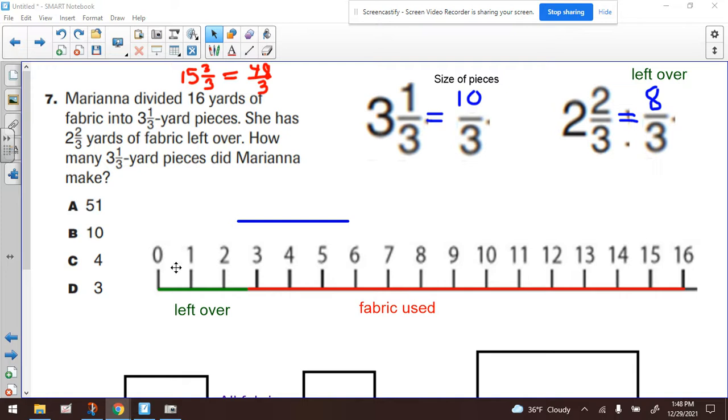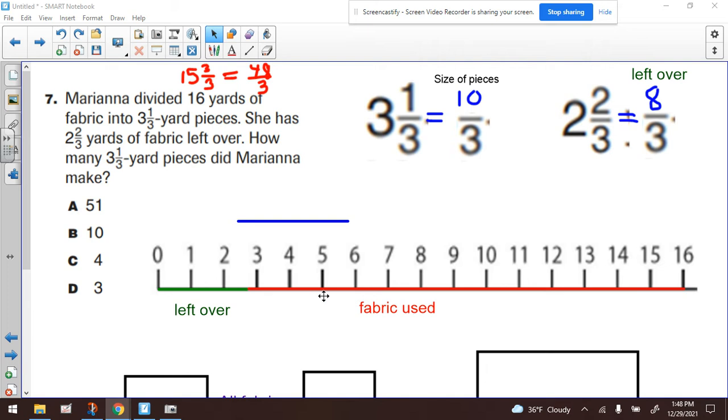So first of all, let's visualize this on a number line that goes up to 16, because that's what we're starting out with in terms of yards of fabric. So visualize your 16 yards of fabric. Now it does say that she has an amount left over, and that amount left over, they're saying, is 2 and 2/3. So I have that estimated here on the number line. That's this green amount.